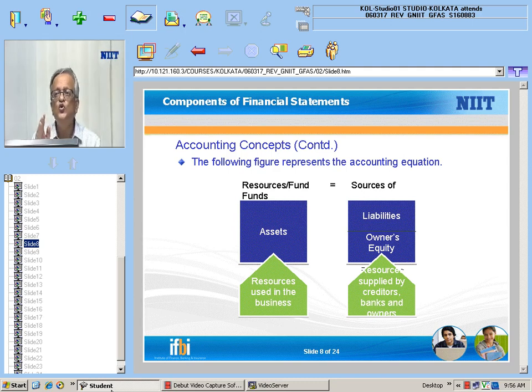So asset is equal to liability plus owner's equity. We shall see why this is so after we see a few more concepts. We will understand how it becomes so, subsequently, when we learn some more accounting concepts.